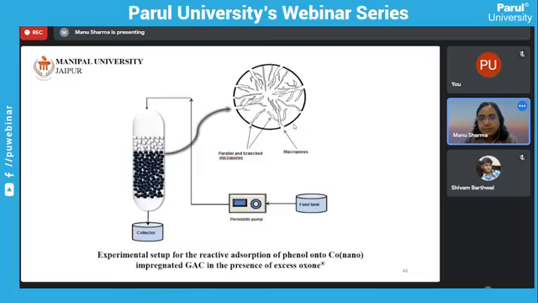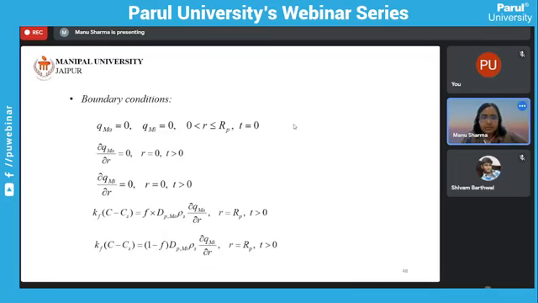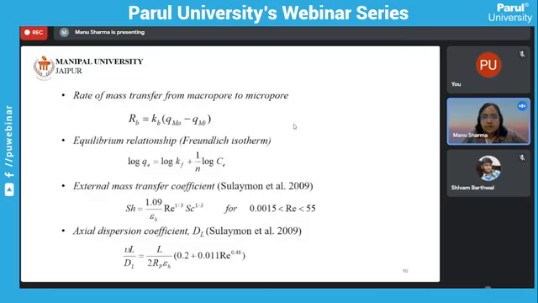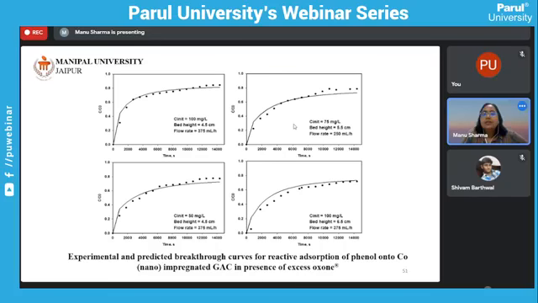Another example, I will not go into the details, is the adsorption column. These are the set of equations, based on certain assumptions. These are the constitutive relations, the certain set of conditions that are already available with us. And this is the validation part. The dotted data represents experimental data, and the lines represent the results obtained from the mathematical model. Here we can see that the experimental data is closely matching with the predicted results.